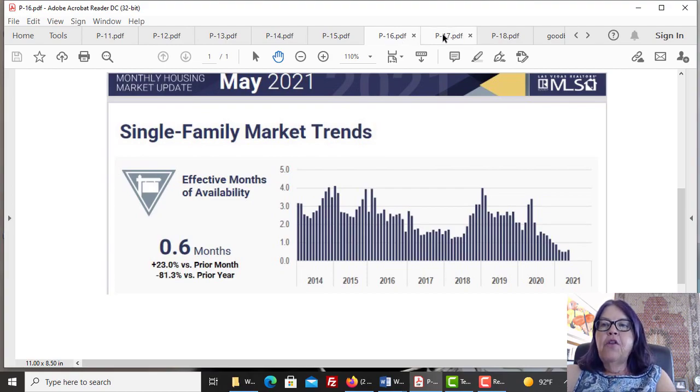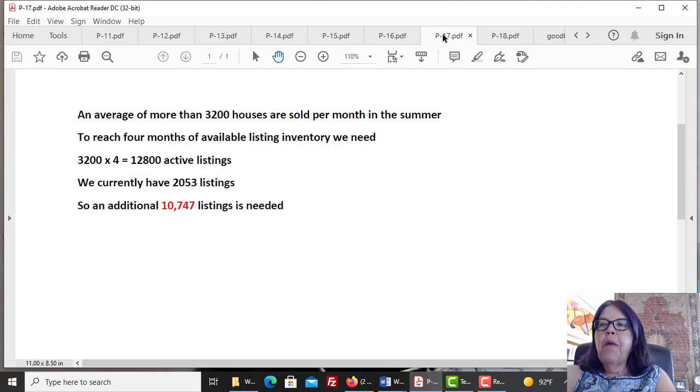In the spring or summer, the average home sales will surpass 3,200 houses. Thus, we need to have 3,200 times 4 equals 12,800 available home listings. So we need an additional 10,747 more listings. And not only don't we see that happening, we don't think that we will reach 5,000 this year. Tight inventory is not unusual in the Las Vegas real estate market.